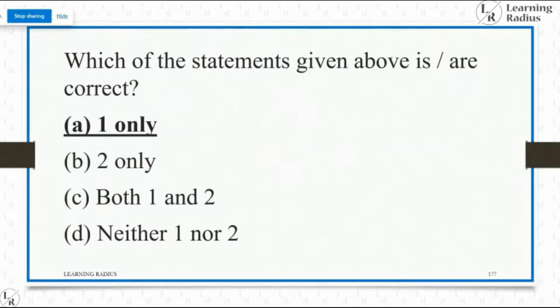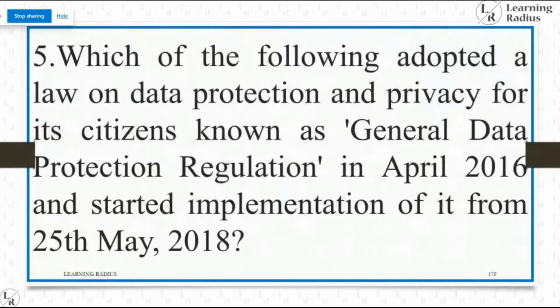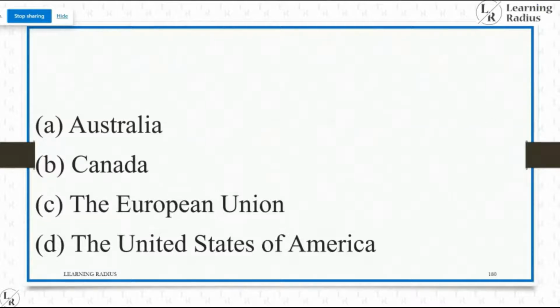Let's come to the next question. Which of the following adopted a law on data protection and privacy for its citizens known as General Data Protection Regulation in April 2016 and started implementation of it from 25th May 2018? UPSC asked this question in 2019. Which of the following adopted a law on data protection and privacy for citizens known as General Data Protection Regulation? Australia, Canada, European Union, United States of America. And it's a direct question which is there in the newspaper of that particular time. It's European Union.